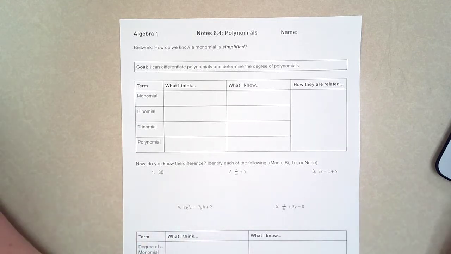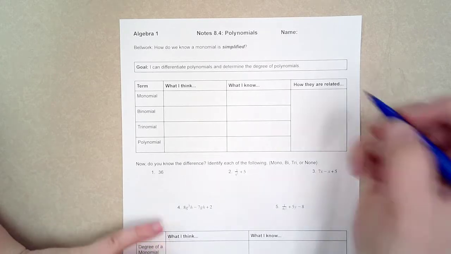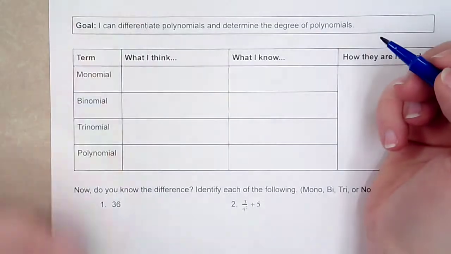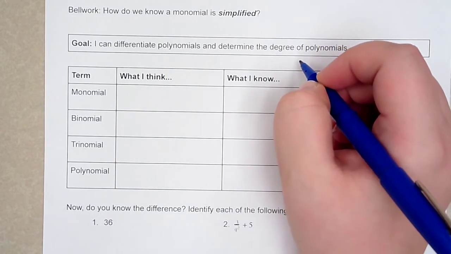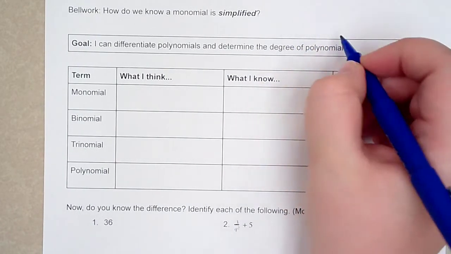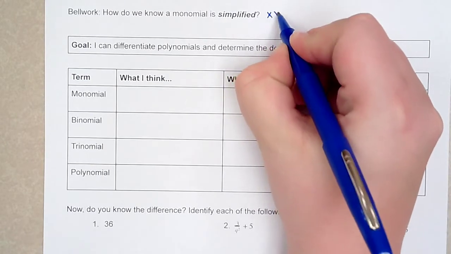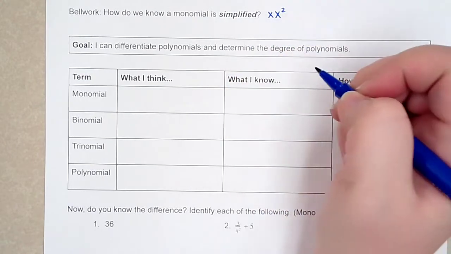How do we know a monomial is simplified? Well, if we think back to multiplying and dividing, simplified just meant that there was only that one variable. There wasn't one variable on the top and the bottom of a fraction. There wasn't two right next to each other, like x times x squared would not be simplified.